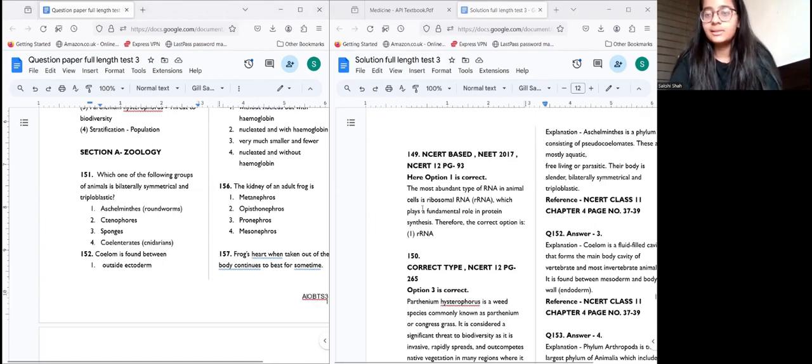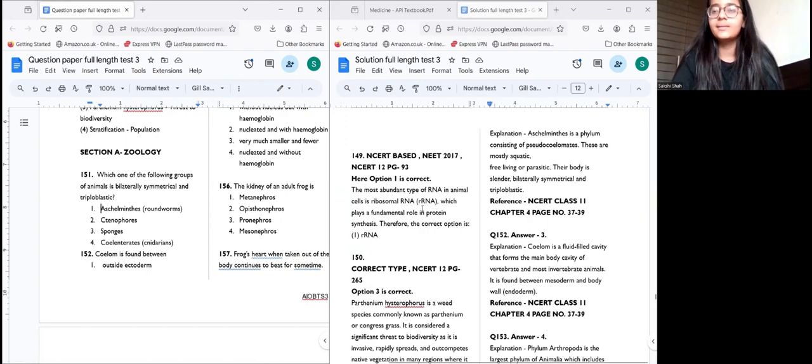Okay. So we know that Aschelminthes is a phylum consisting of pseudocoelomates. We have Platyhelminthes, Aschelminthes. Now, what is triploblastic? What is bilaterally symmetrical? If we go to see bilaterally symmetrical, it means that whenever a line passes through the organism, it divides it into two equal halves. That is bilateral, and the two halves are equal. So it's symmetrical. And here we have Aschelminthes, which consists of pseudocoelomates, and their body is slender, bilaterally symmetrical, and triploblastic. These are some characteristics that we do need to remember.